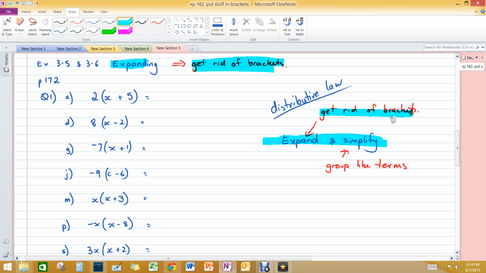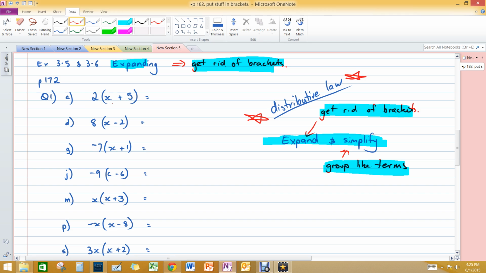So what that means is get rid of the brackets, and then the simplify part is group all of your like terms. So for all of these questions, we're going to work through some questions from exercise 3.5 and 3.6 from page 172 of the textbook, and we're just going to expand and simplify. Now, when we're expanding this, the way we're going to do it is also known as the distributive law. Now, you don't need to get too worked up with what that actually means, but what it basically means is everything here needs to be multiplied by everything in there.